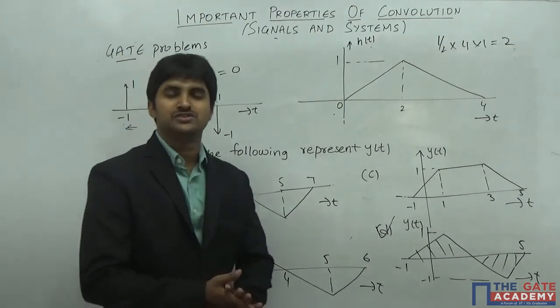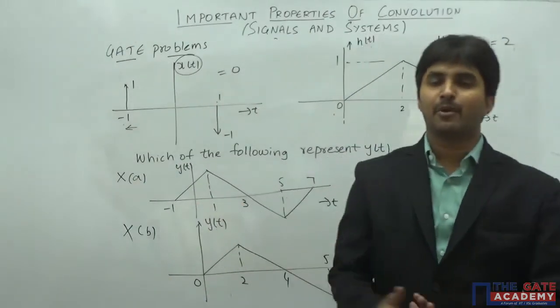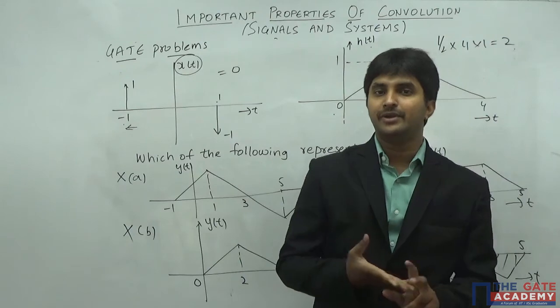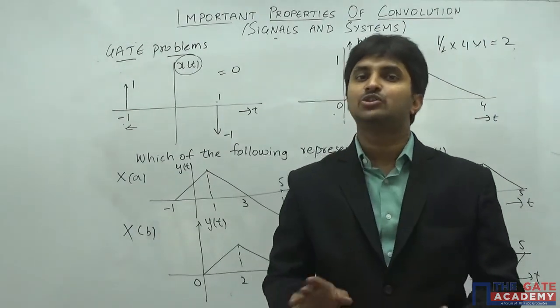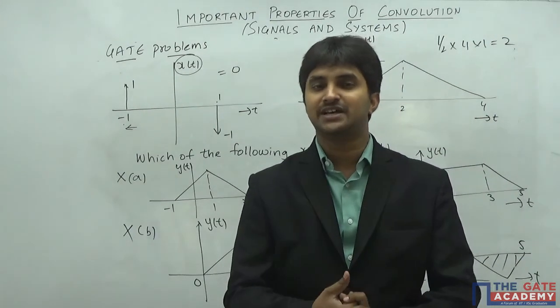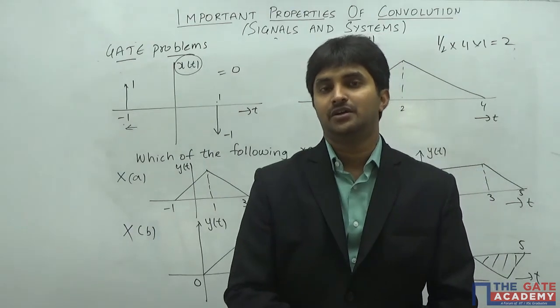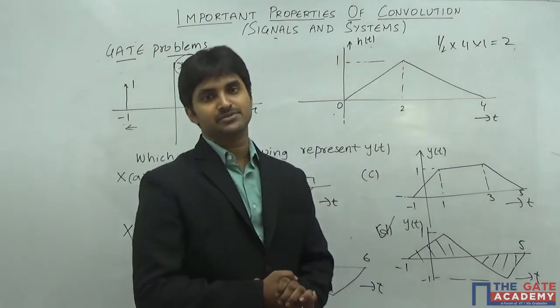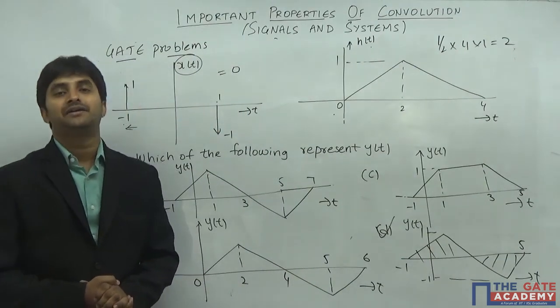So this is how, using these simple properties, basically we have learned 3 important properties, right? One is the lower limit, upper limit. The next one is the length or width of the resultant signal. The last one is the summation or area of the resultant signal. So using these particular properties, we were able to solve the problems. One more thing that we have learned is the tabular method.